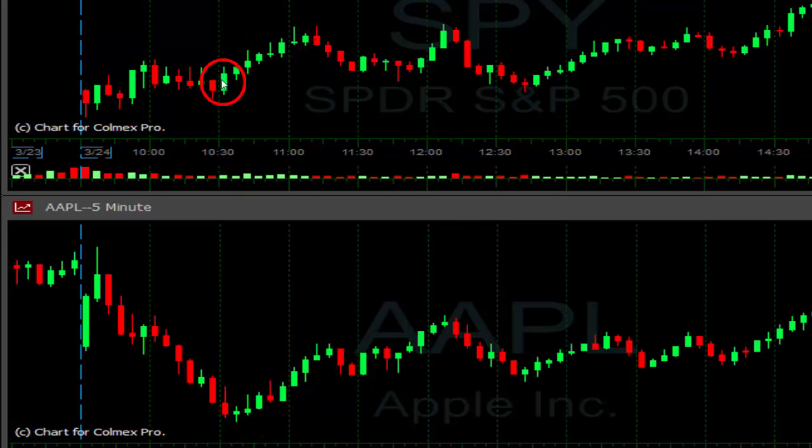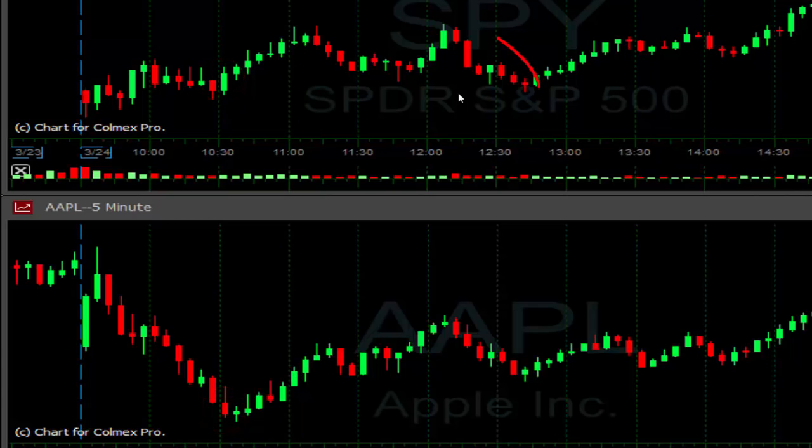Now this green candle came just before Apple touched a new low over here. So 5 minutes later, there is always some delay, Apple starts moving. So if you see the S&P moving higher right over here, you can in fact anticipate that Apple will do the same, which it did.